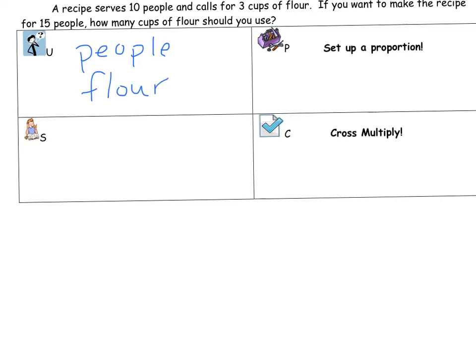So I'm going to set up a proportion. Typically, your first proportion or your first ratio is in the very first sentence. So I have 10 people over 3 cups. And then in the next sentence, it usually gives me one more unit. And in this case, it gives me people. Since I put people in the numerator, I'm going to put people in the numerator on the other side.